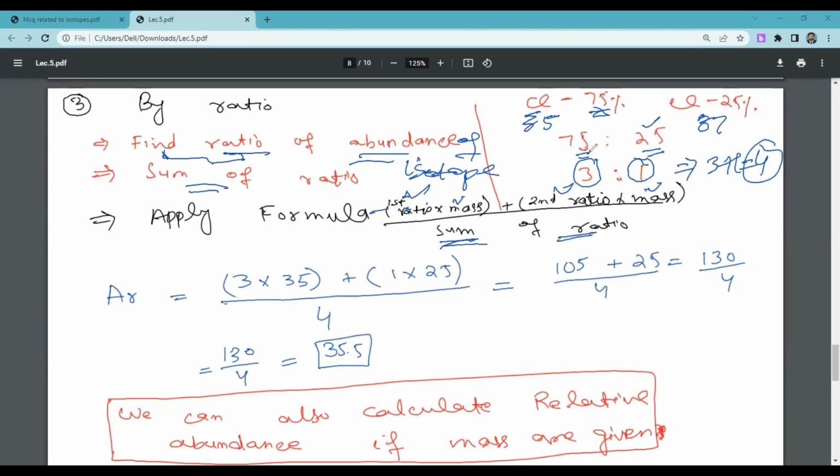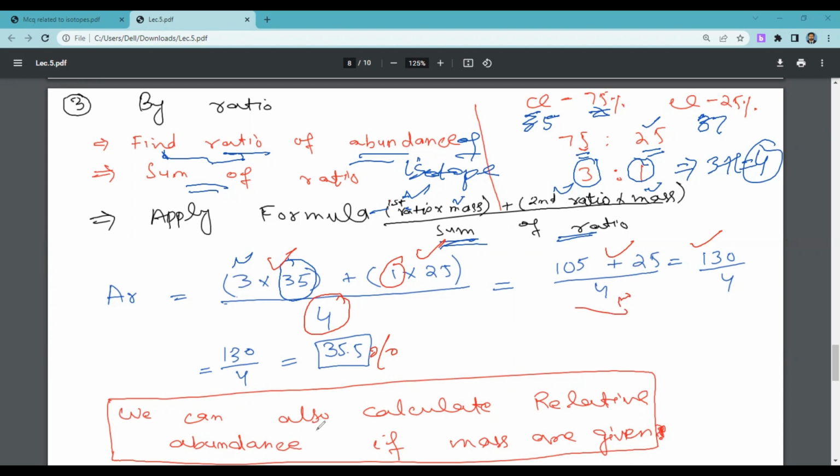For example, for calculating the relative atomic mass of chlorine isotopes, we will multiply the mass number of each isotope by its abundance: 35 times 3 plus 37 times 1, and then divide by the sum. By using mathematical calculation, we can get the same result. These are 3 different methods to calculate relative atomic mass. You have to remember only one method according to your convenience, whichever seems easy to you, or you can use easily.